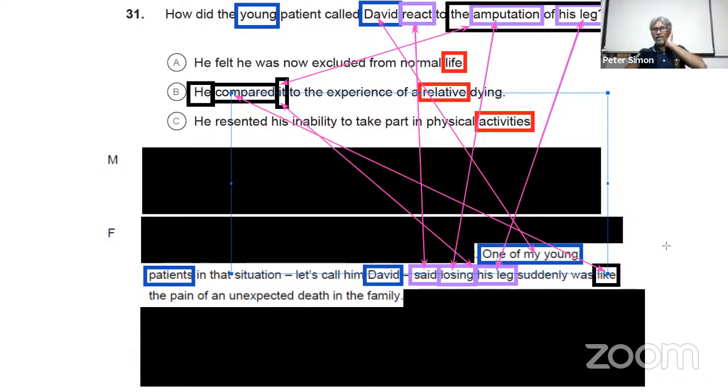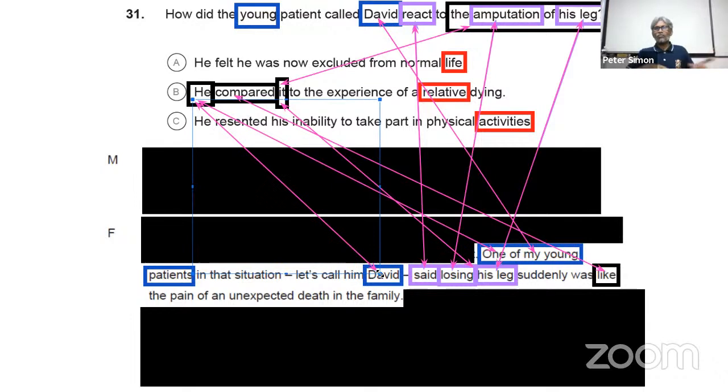Many people think, what are all these lines? Those are the lines you can see. If you cannot realize this, here you are able to see, but your mind should see. I don't draw, but still your mind should see. Who is he? One of my young patients. Who is he? David. He compared it to what?